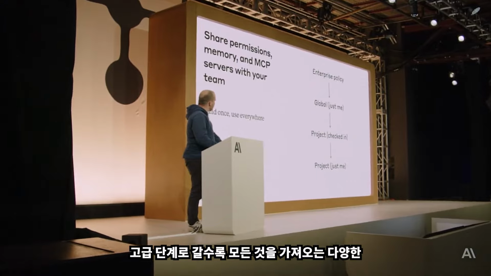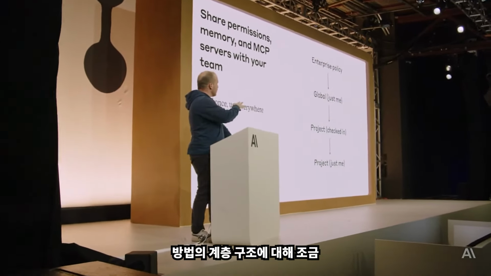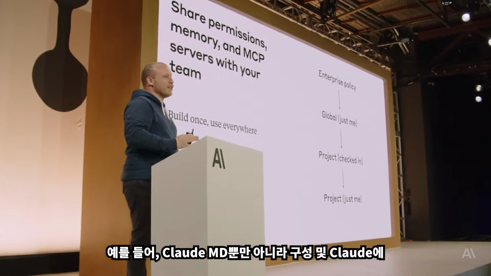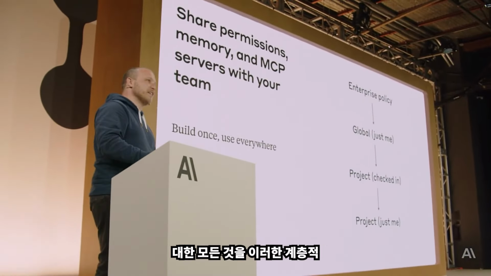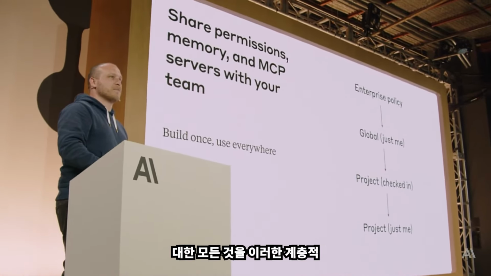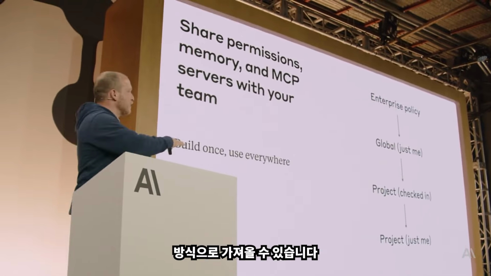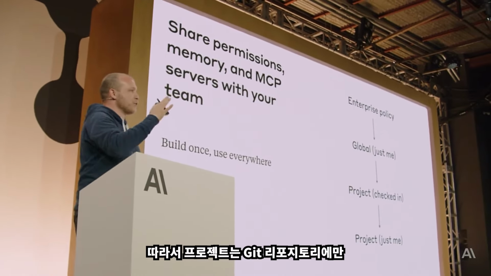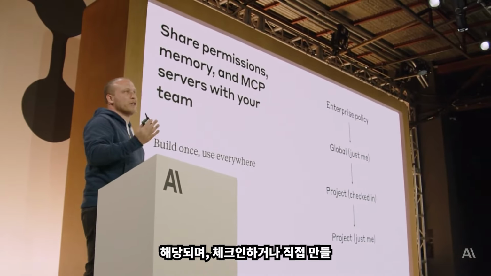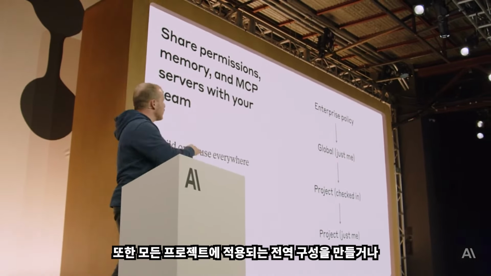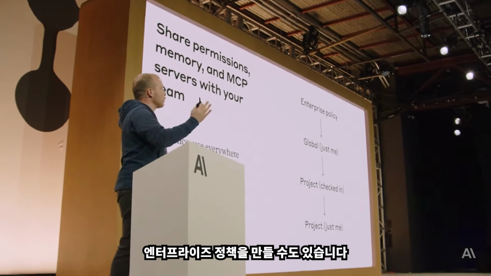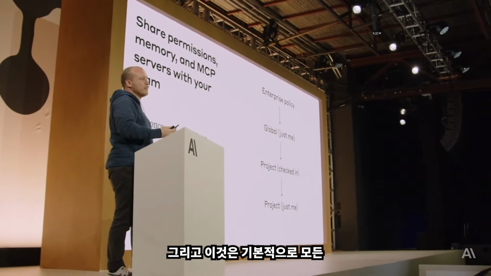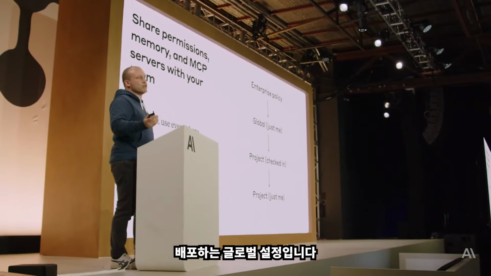As you get more advanced, you're going to want to think about this hierarchy of different ways to pull in everything. So not just CLAUDE.md, but also config and everything about Claude you can pull in this hierarchical way. Projects are specific to your Git repo, and you can check this in, or you can make it just for you. You can also have global configs that are across all your projects, or you can have enterprise policies. This is essentially a global config that you roll out for all of your employees, everyone on your team, automatically.